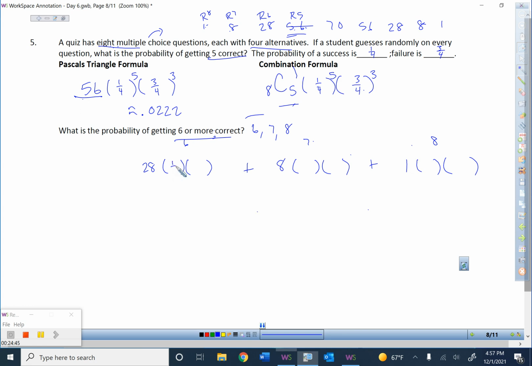So we've got our 1/4 to the 6th power. If 6 of them are right, that means 2 of them are wrong. Here, this is our 7. So then our leftovers is only 1 there. And then lastly, 1/4, all 8 are right. That means none are wrong. You can cross that part out. Remember, if it's a 0 power, we always got rid of it. And then you just type that whole thing in.